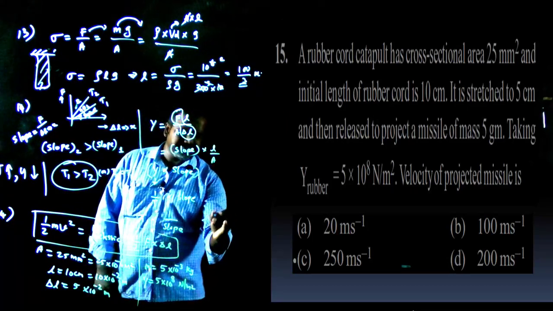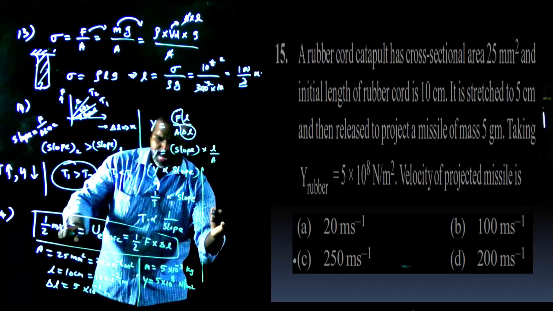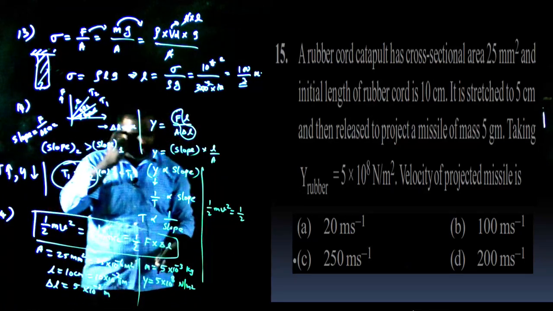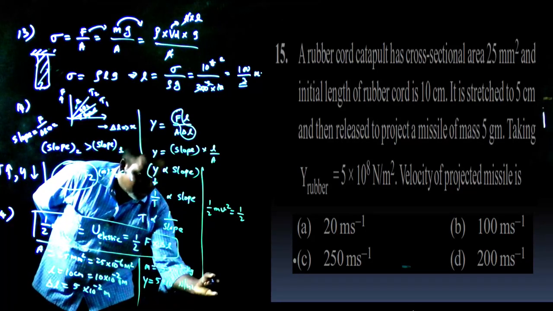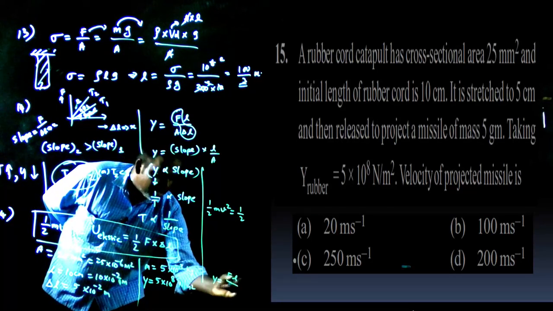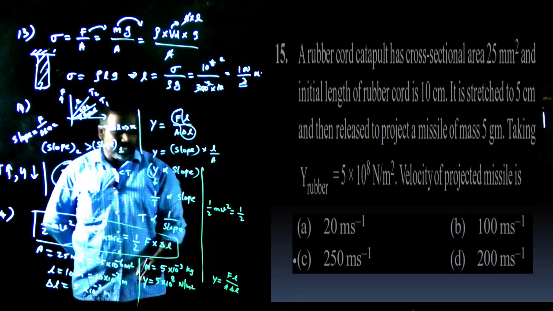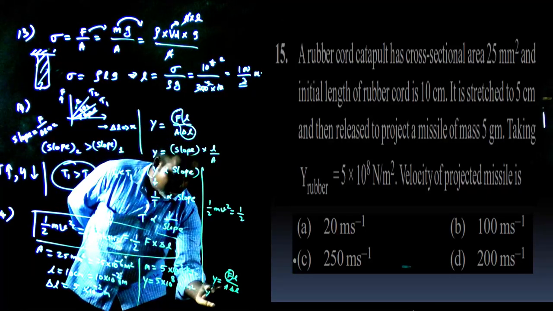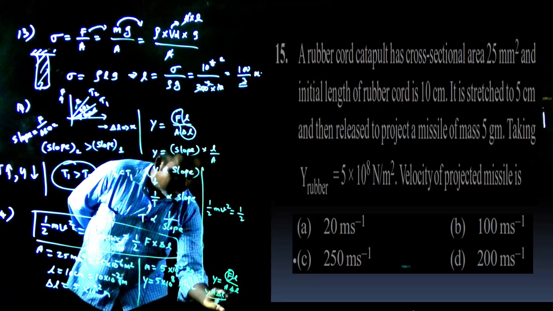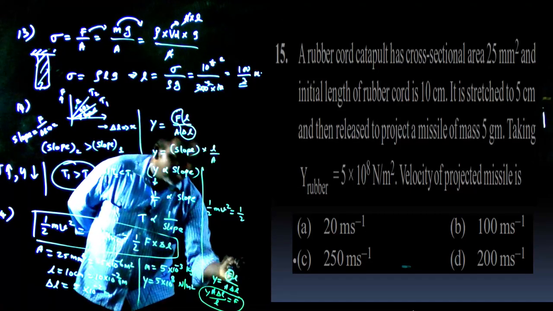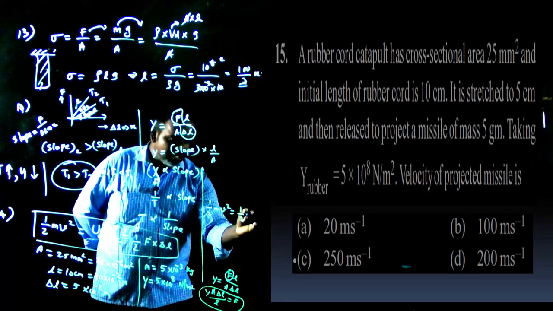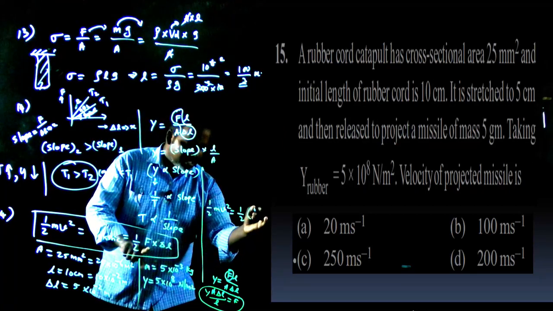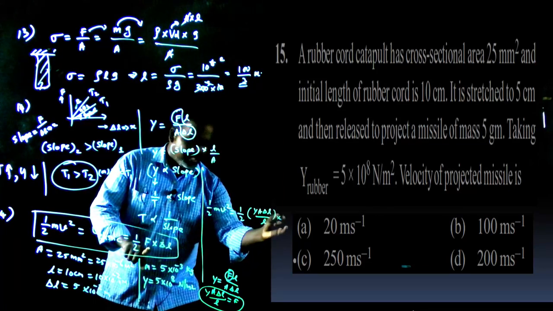So half m v square is equal to 1 by 2 into F into delta L, and we can replace this F. From the Young's modulus definition, we know that Y is equal to F L divided by A into delta L. Since we do not have the F term, reformulate this: keep F alone, then F is equal to Y A delta L divided by L. Take this F and substitute it, so half into F becomes Y A delta L by L, into delta L.